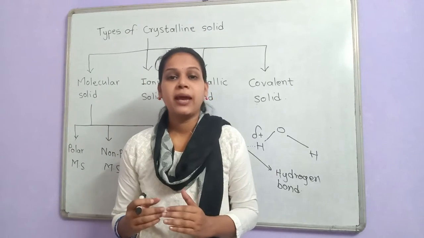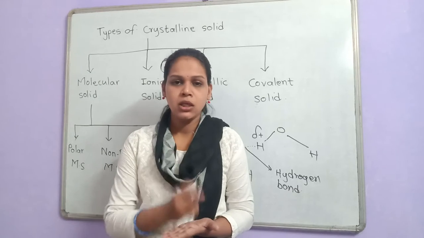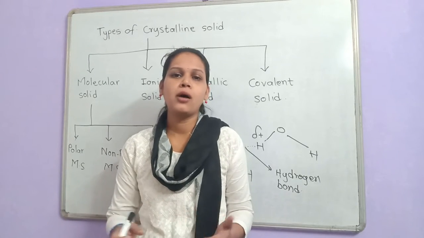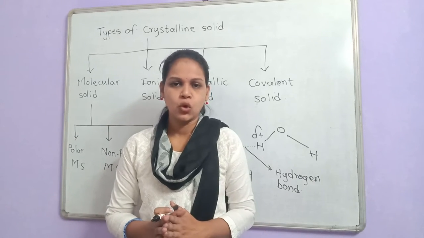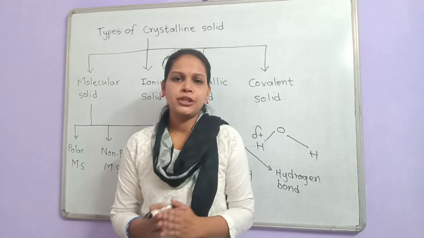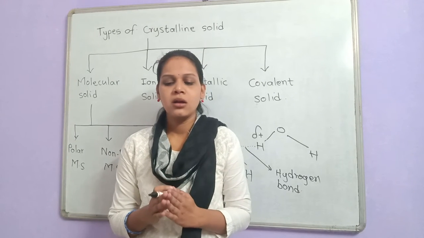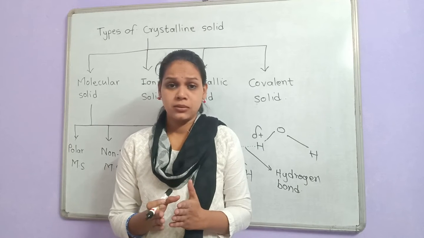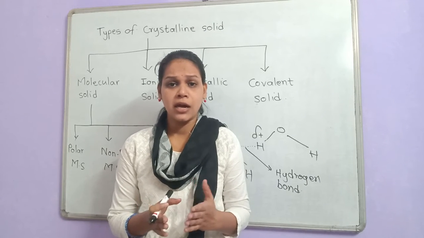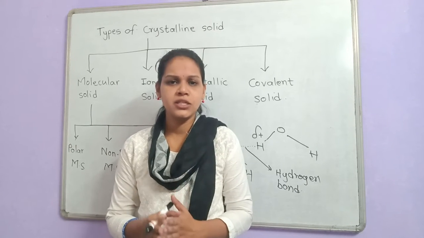Another property is malleability. They can be hammered to form thin sheets. Okay, these are the specialties of metallic solids. They are the hardest known materials. Metals are hardest known. Diamond is the hardest known material.